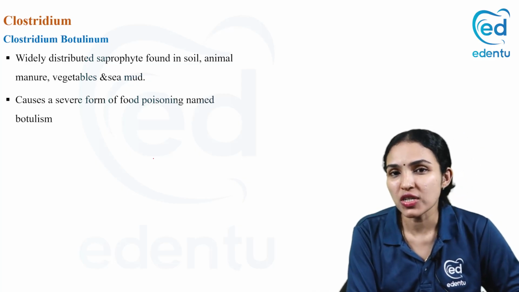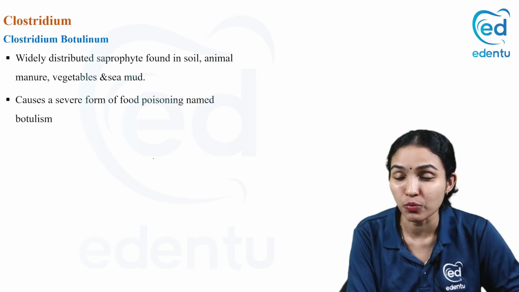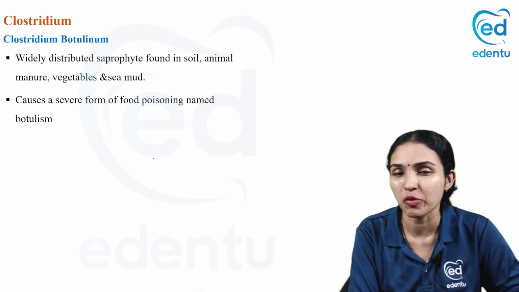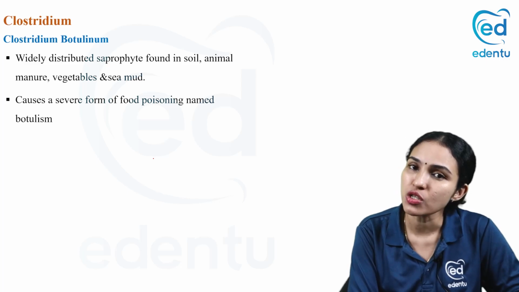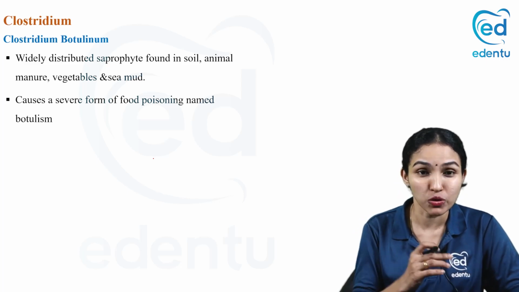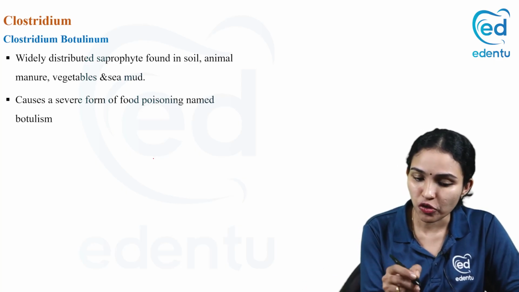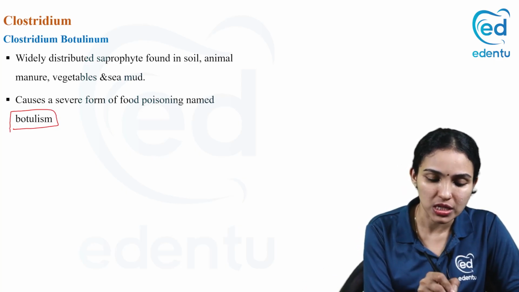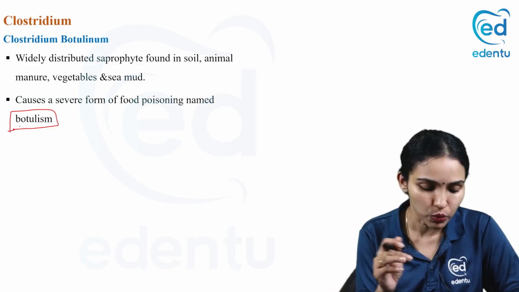So coming to Clostridium botulinum, as in the first class of Clostridium, we have said botulinum causes a very severe form of food poisoning called botulism. Like other Clostridium, this one is also a widely distributed saprophyte, present in the soil, in animal manure, vegetables and sea mud. There is no difficulty in remembering: botulism is caused by Clostridium botulinum.